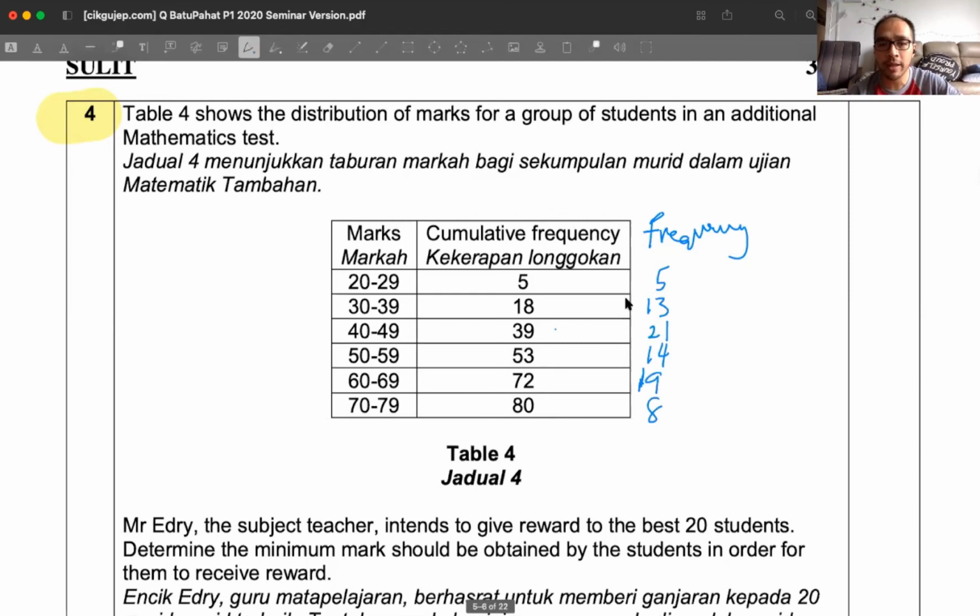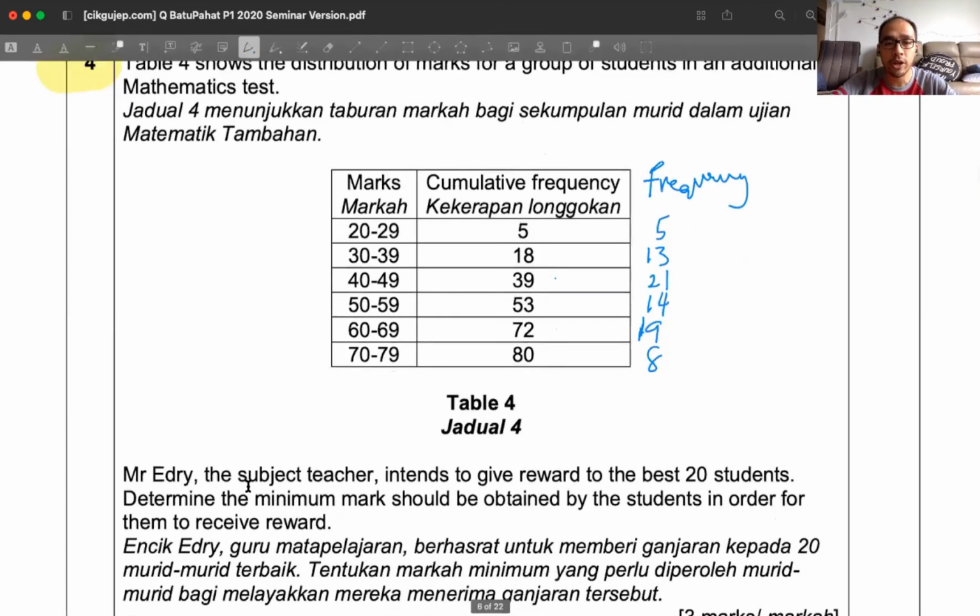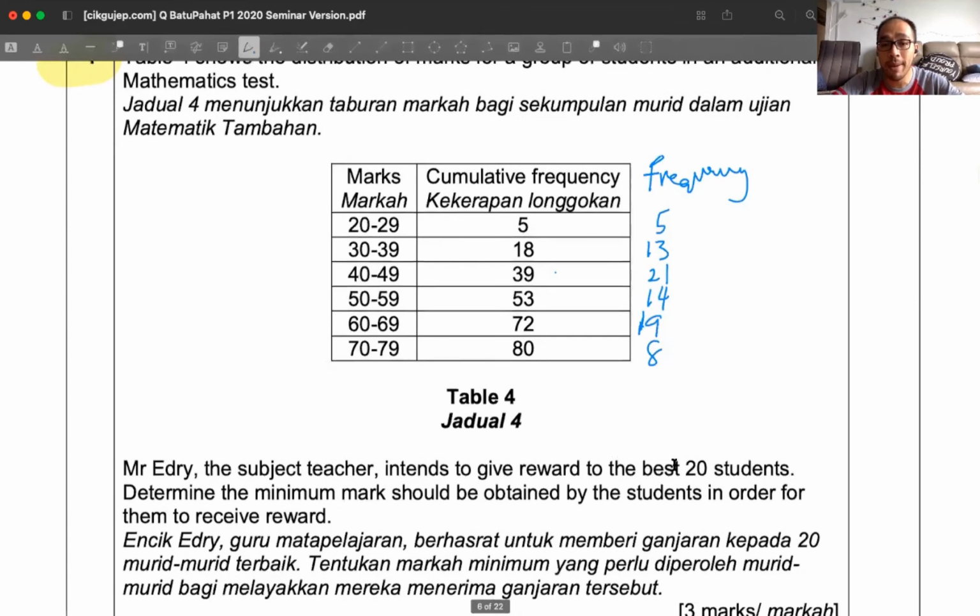Now the reason I calculate the actual frequency is because this question got something to do with this lah. So Mr. Edry, the subject teacher, intends to give the reward to the best 20 students. Determine the minimum mark should be obtained by the students in order for them to receive the reward. What this question is asking you is to determine the mark for the 20 best students. Okay, 20 best lah. Out of the 80, we're going to find the 20 best. So 20 highest marks. Okay, so actually what they are asking you to find is to find the third quartile.